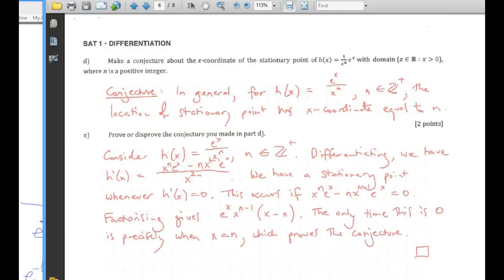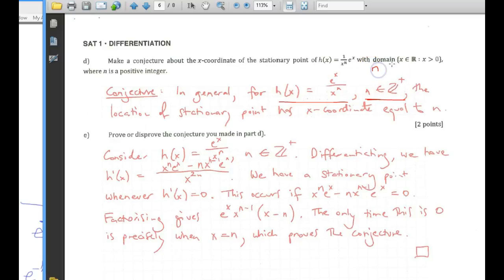So the things that I want you to notice about making a conjecture. Quite a few people made a pretty good attempt at this, but they just said that the stationary point was at n. Now that is probably worth 0, because the conjecture has to be in general. So in general, for the function stated and the condition, the n, that's meant to be an integer symbol, I believe. So n is an element of positive integers.